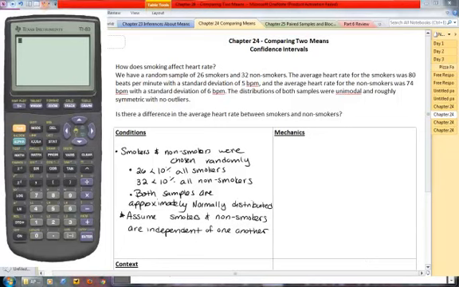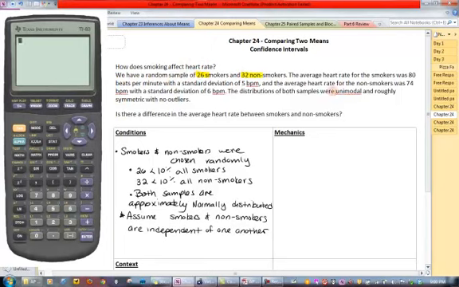We are looking at how smoking affects heart rate. And we have a random sample of 26 smokers, 32 non-smokers. The average heart rate for the smokers was 80 beats per minute with a standard deviation of 5. And the average heart rate for the non-smokers was 74 beats per minute with a standard deviation of 6. The distributions of both samples were unimodal and roughly symmetric with no outliers.